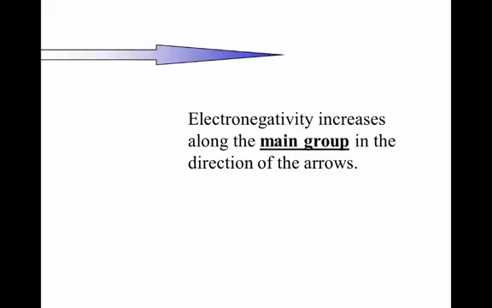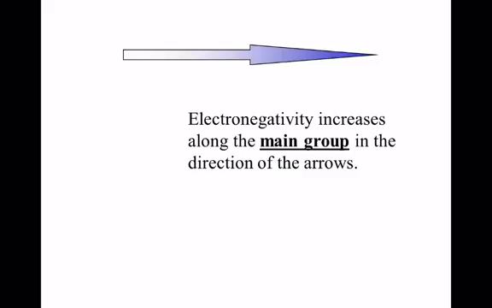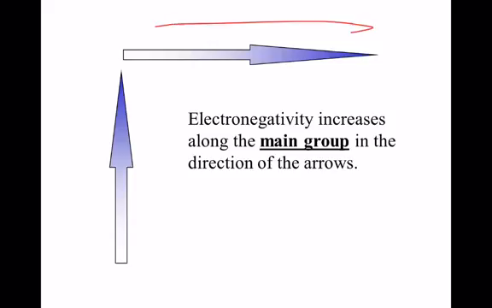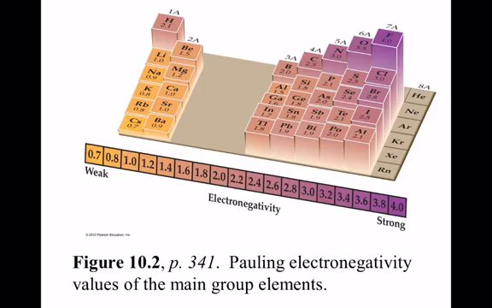And there's a trend in electronegativity. Electronegativity increases as you get closer to the nonmetals. And electronegativity increases if you're in the same group as you go from the bottom up. So usually you'll see me draw it like this: it increases this way and increases this way, which is the same thing as that. So electronegativity is the ability of an atom to pull electrons to itself.